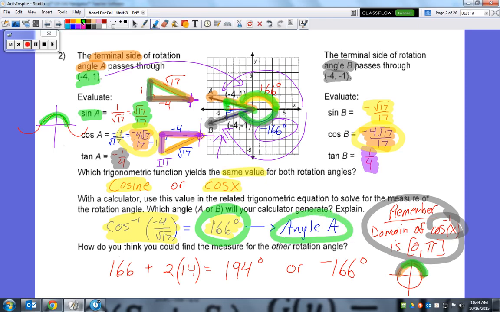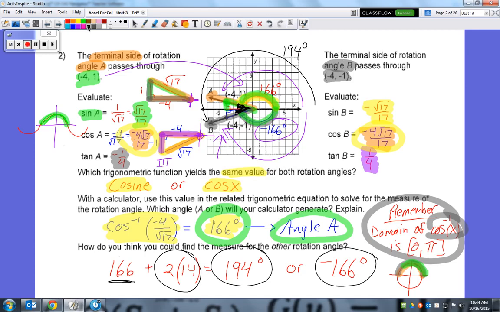How do you think we could find the measure of the other rotation angle? Well, we know that that is 166. That means this little sliver here is going to be 14 degrees. And we know that these two, top and bottom, are the same, so if I added that, I could say 2 times 14 plus the 166, I could get 194. Okay, so 194 is, if I were to go from here all the way to B, which is coterminal with -166, if I were to just go here to here.